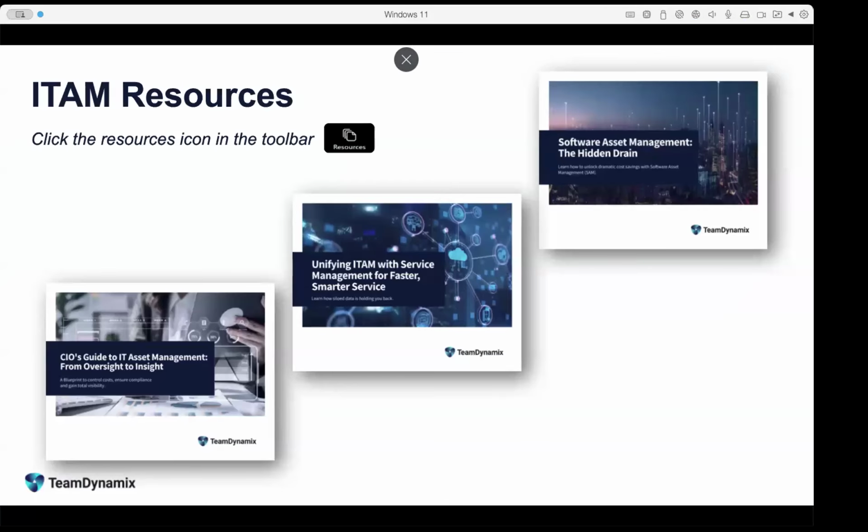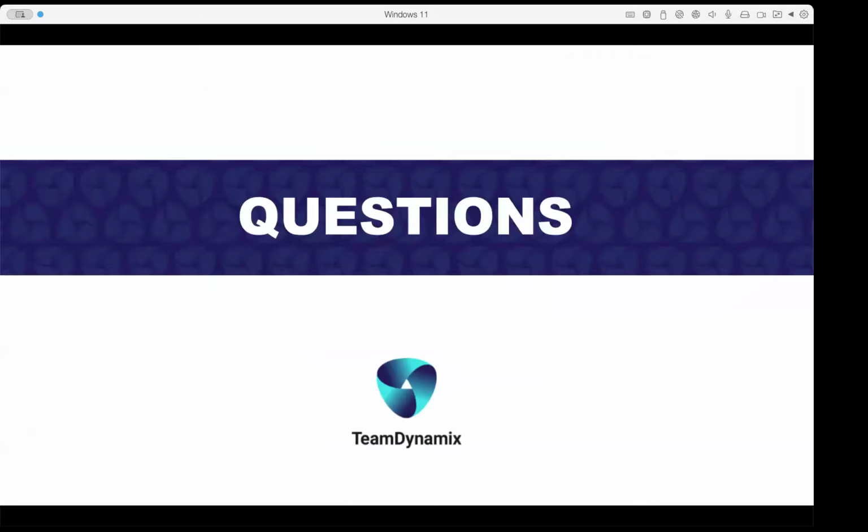So just a couple of minutes left. One thing I wanted to make sure to point out before we wrap up is there are some ITAM resources. If you click the resources icon in the Zoom toolbar, you should be able to get to these 3 resources that you see on this slide. So feel free to read more there. And then other than that, it's just a matter of whether we have any questions. And I saw two quick ones.